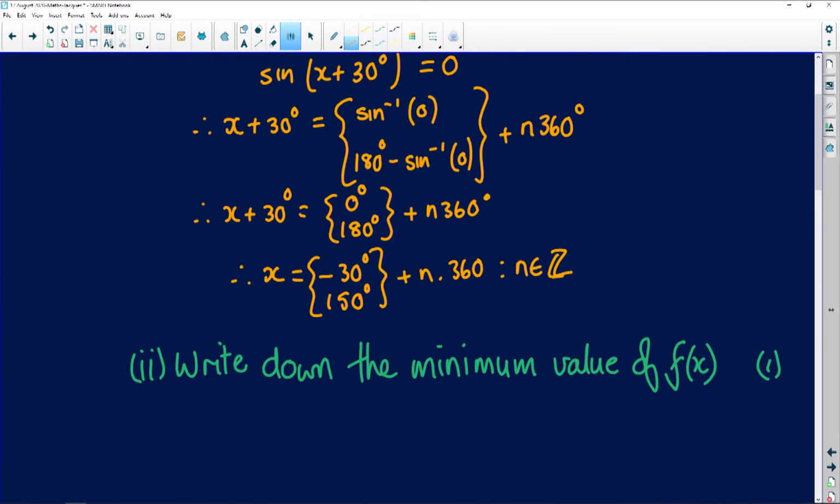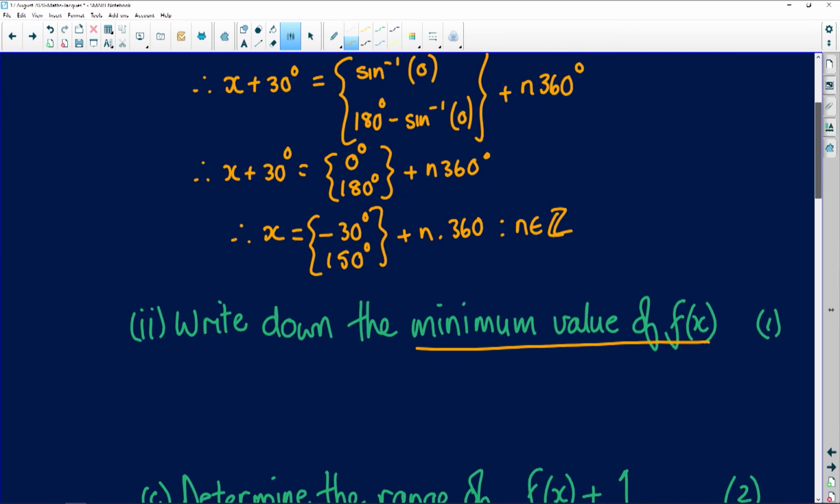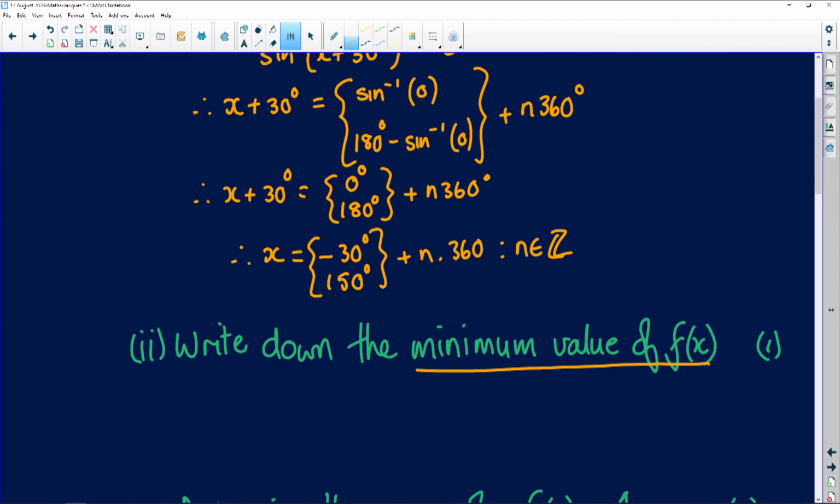They say, write down the minimum value of this function. Now, we've just seen that the function has an amplitude of a half. This, without the half, if this was the only thing we had, its amplitude would be 1. So it'll have a maximum of 1 and a minimum of minus 1. But now with that half, there's a shift in the amplitude. So the minimum value is at y equals negative a half for 1 mark.